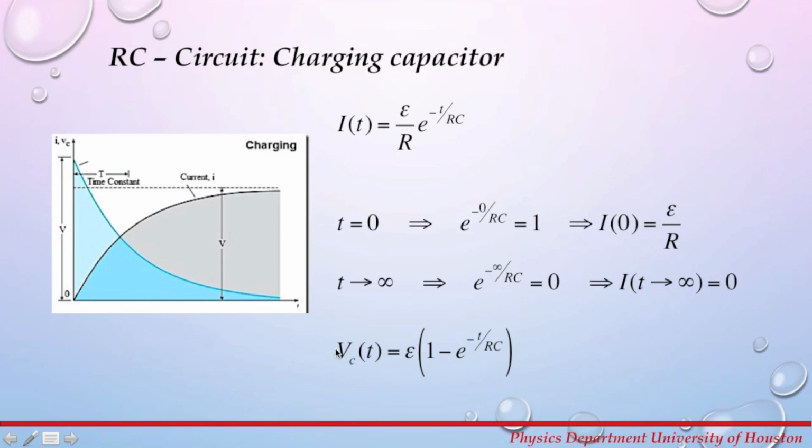The equation that will show how potential changes over time when the capacitor is charging is Vc is equal to epsilon times 1 minus e to the negative t over RC. So initially, at time equals 0, the potential across the capacitor is going to be equal to 0, and then as the time increases to infinity, the potential across the capacitor will be equal to the potential across the battery.